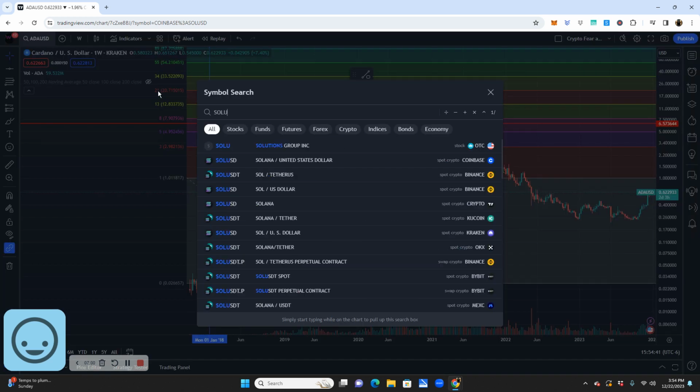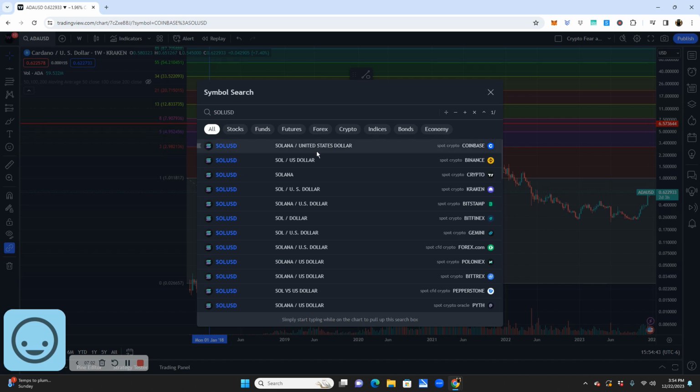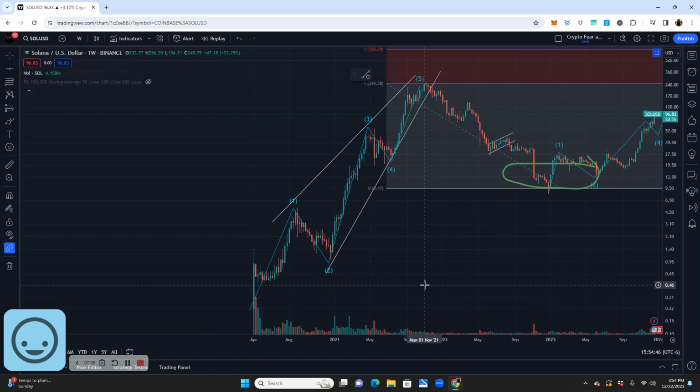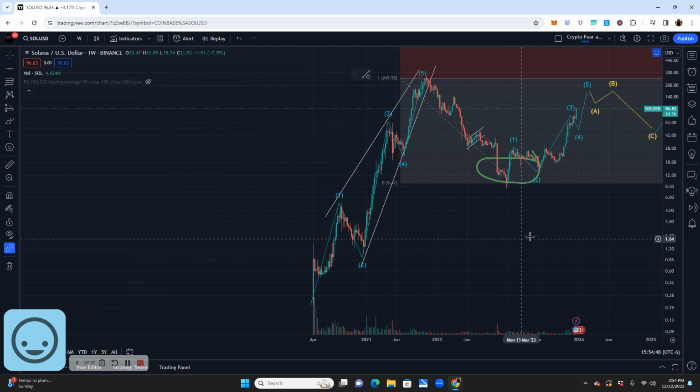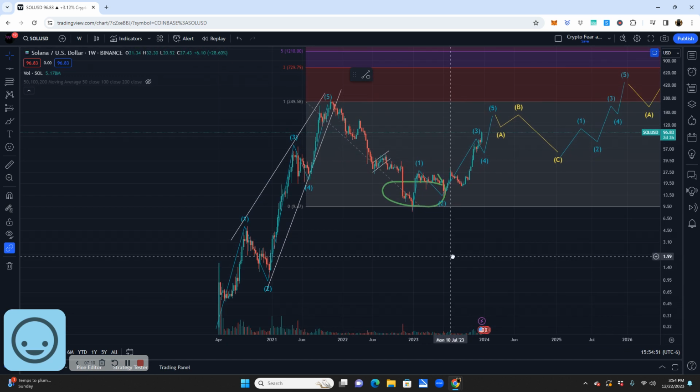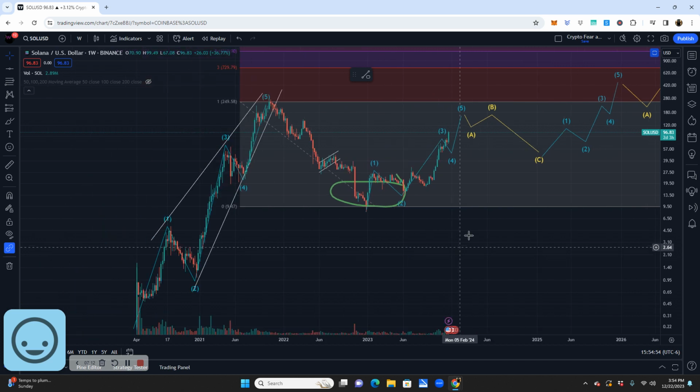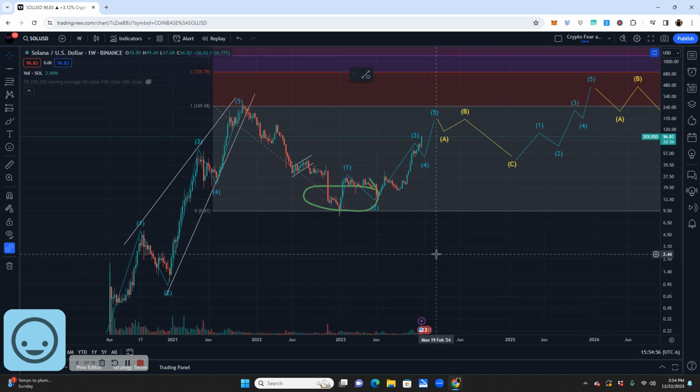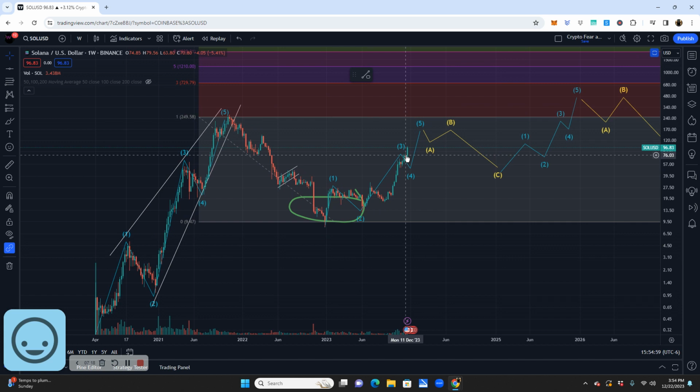All right, so let's take a look at Sol, and let's try to see what we're doing on this one. Okay, so I drew this out a long time ago for the group, or a while ago. I don't remember when it was. And this is just a projection of what is possible if Sol does not make a new high. Just because it went up so much here, it's hard for me to believe that it's going to make a new high, but it is possible.